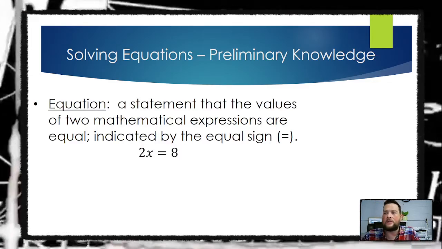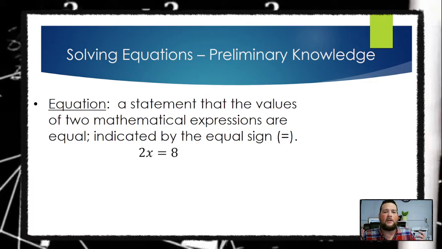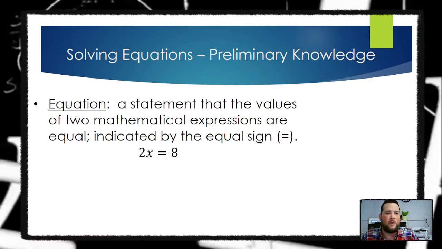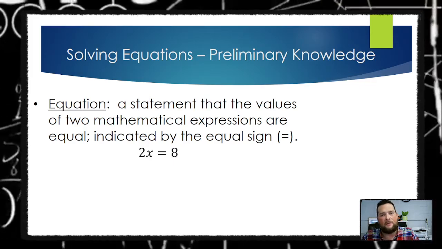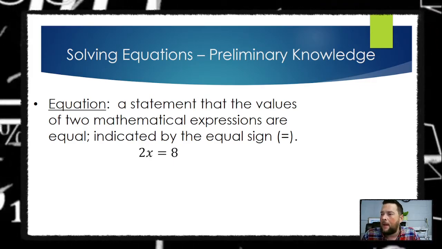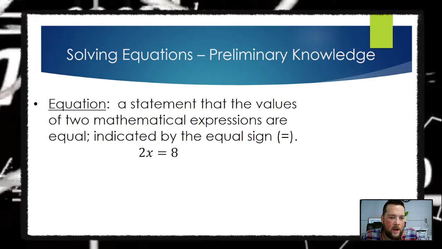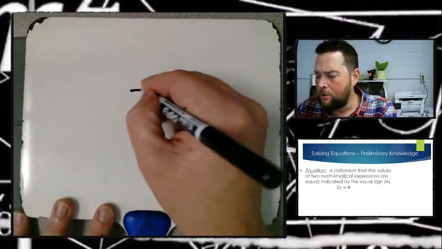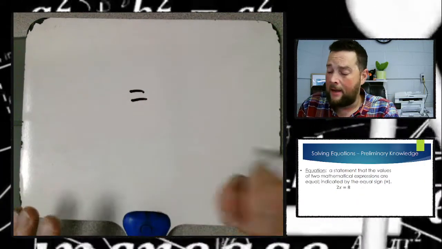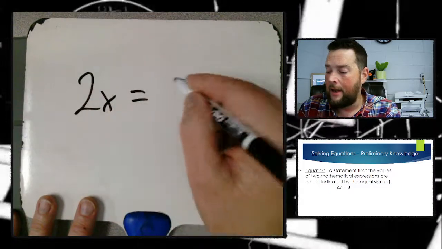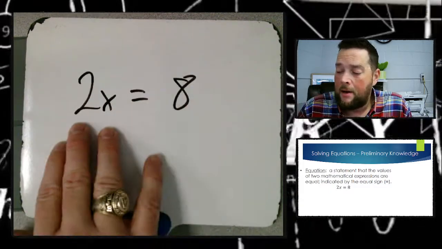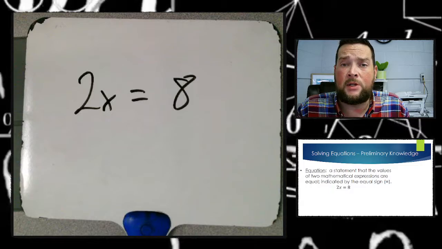First of all, equations are just statements that the values of two mathematical expressions are equivalent, all right? They're equal to each other, signified by an equal sign. Which means that equations have two sides to them, and each side has an expression on it. An expression is just a math sentence without an equal sign.